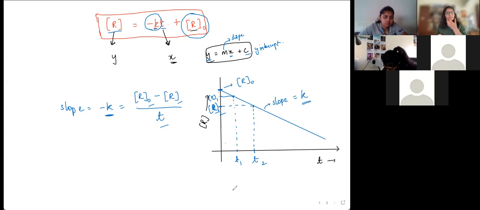Okay, so let me know once you guys are done noting this. There are some special points about the rate constant which we'll discuss. Like where do we find zeroth order reactions, real life examples, things like that.